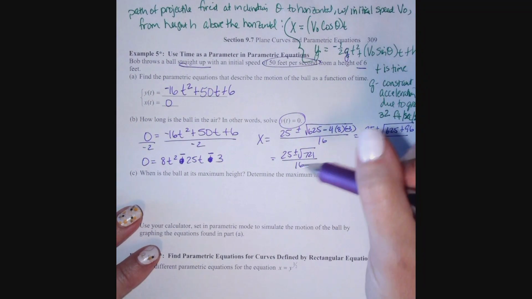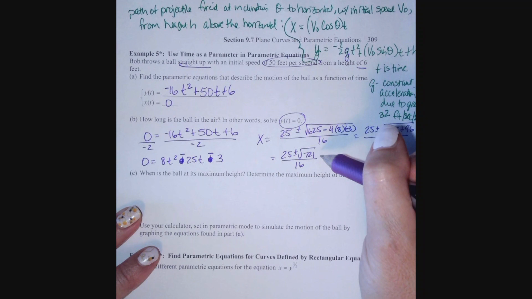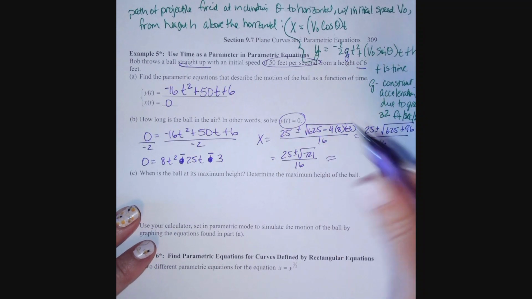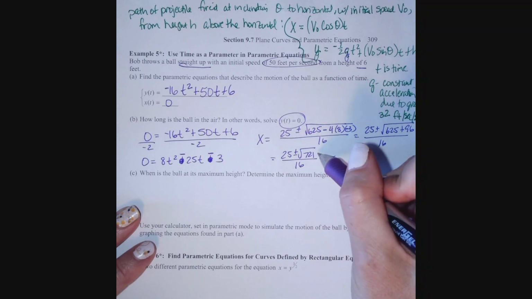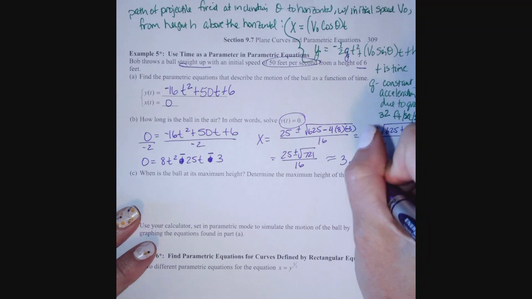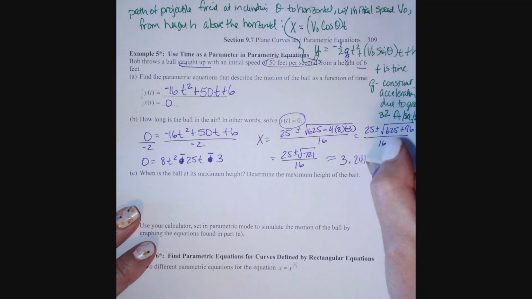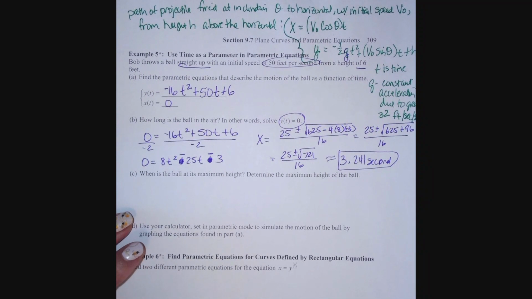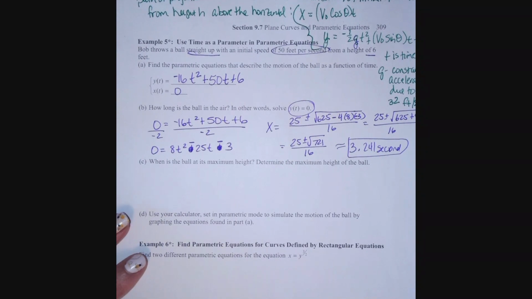Now, if I do 25 minus the square root, I get a negative answer. That's not going to work for me. So I only have the one solution where I do 25 plus the square root of 721 and then divide that by 16. And I come up with about, and we're going to leave 3 decimal places, about 3.241 seconds, the ball hits the ground. So that's how long it travels in the air before it hits the ground.